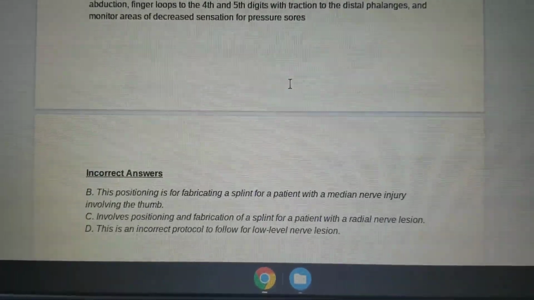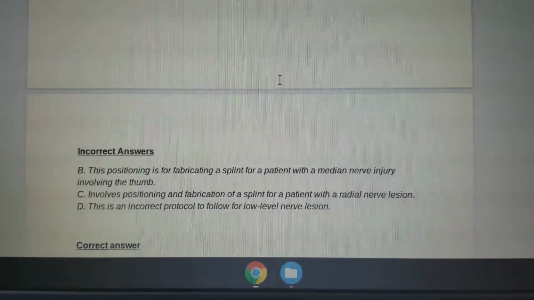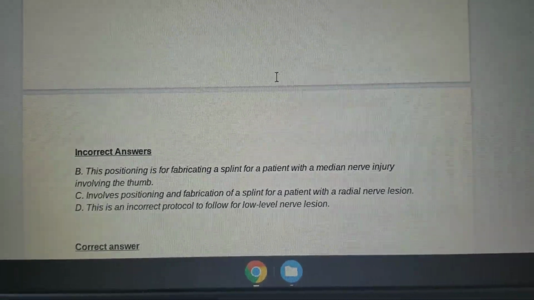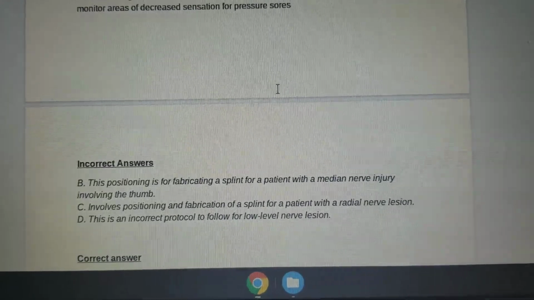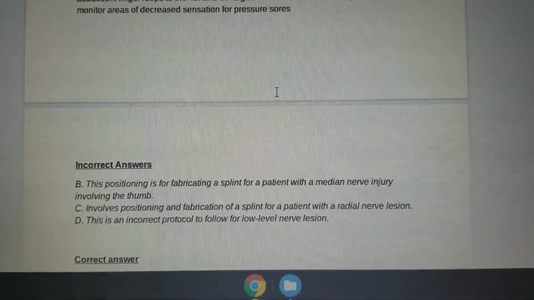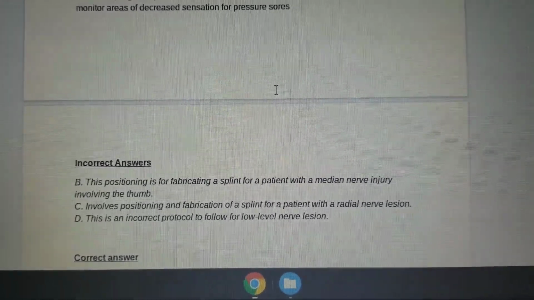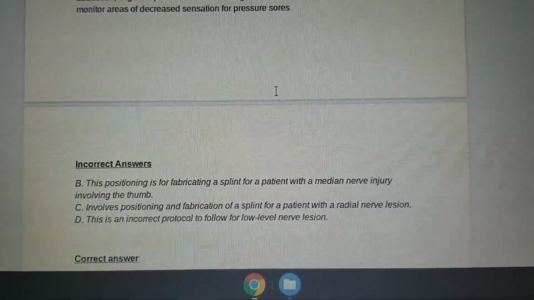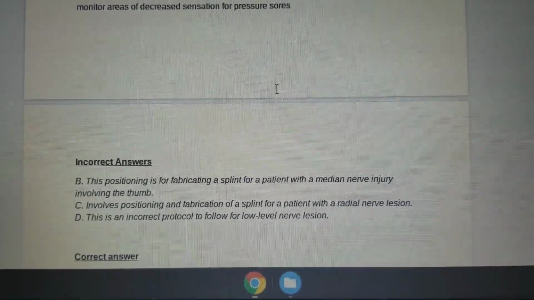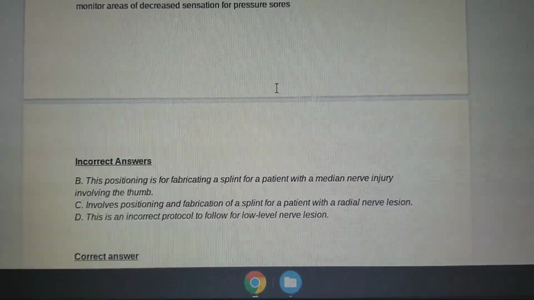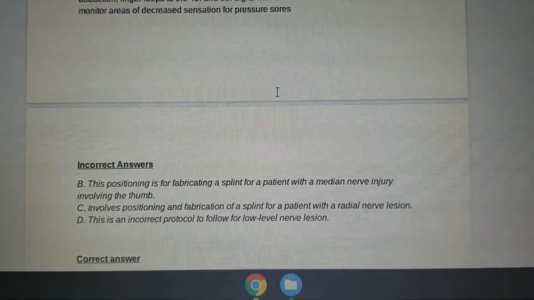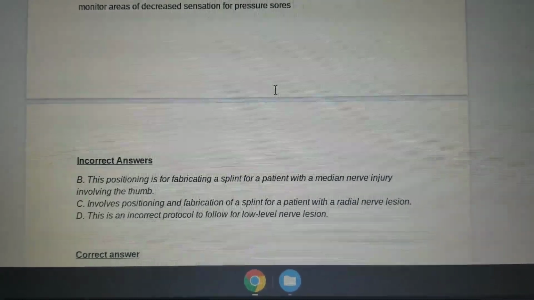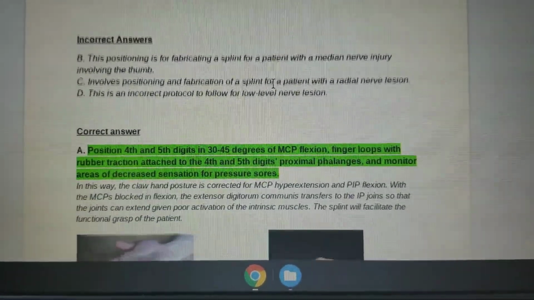So the incorrect answers are B, C, and D. B is incorrect because this position is for fabricating a splint for a patient with a median nerve injury involving the thumb. C is incorrect because it involves positioning and fabrication of a splint for a patient with a radial nerve lesion. And D is incorrect because this is an incorrect protocol to follow for a low-level nerve lesion. Therefore, the correct answer is A.